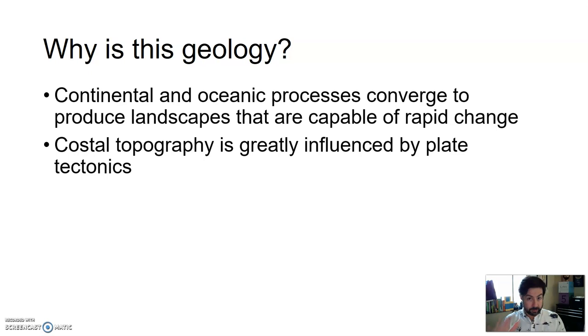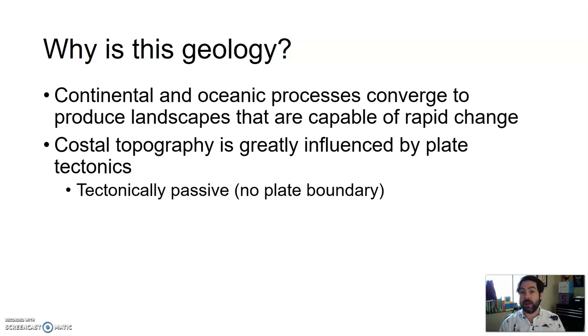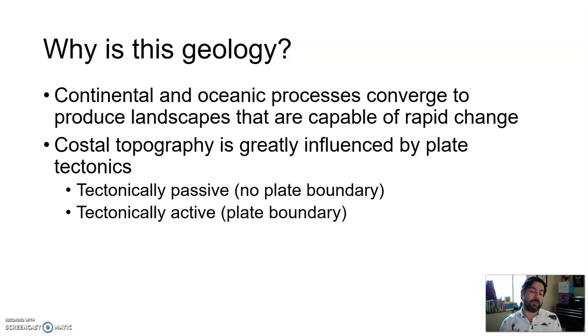Coastal topography, the terrain, is greatly influenced by plate tectonics. There are two types of boundaries we'll look at: tectonically passive boundaries or margins. These are coasts that are not near plate boundaries. And we have tectonically active margins. These are coasts that are on or near plate boundaries. So being on or near a plate boundary or away from a plate boundary greatly affects the topography there, and all of that is due to plate tectonics.